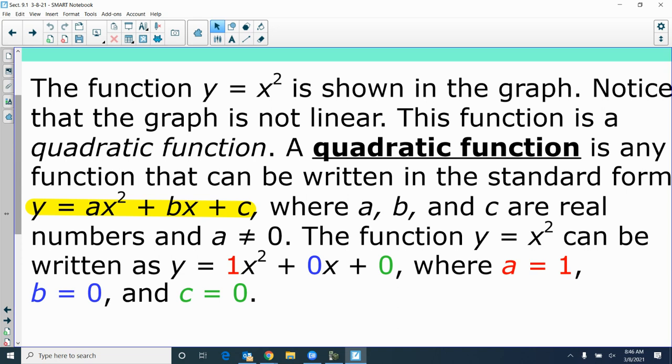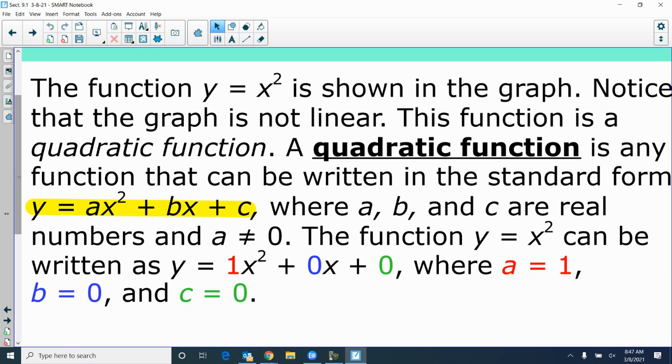So you can have y equals 3x squared plus 7x plus 2. It's quadratic. y equals negative 4x squared minus 3x plus 7 is quadratic. You don't have to have all 3 terms, but you do have to have the x squared term. So it could just be y equals 2x squared plus 7, or y equals 3x squared minus 5x, or just y equals x squared. All of those are quadratic because they have a squared in them.